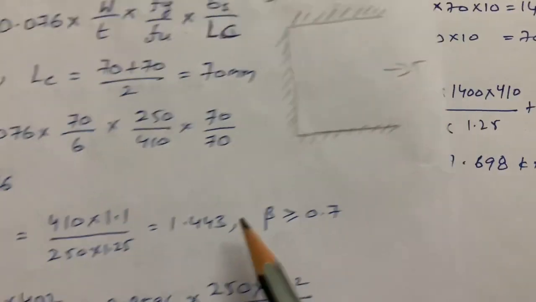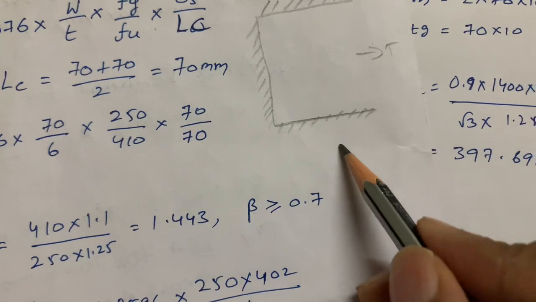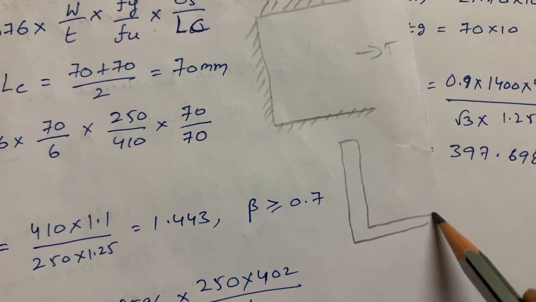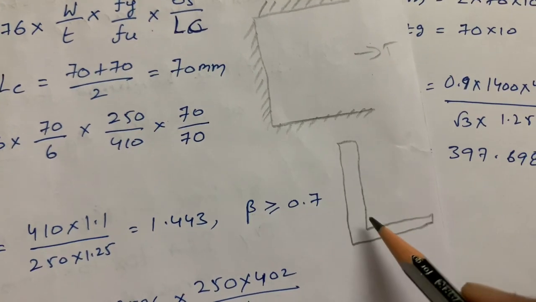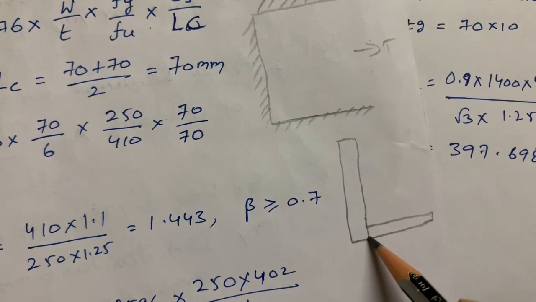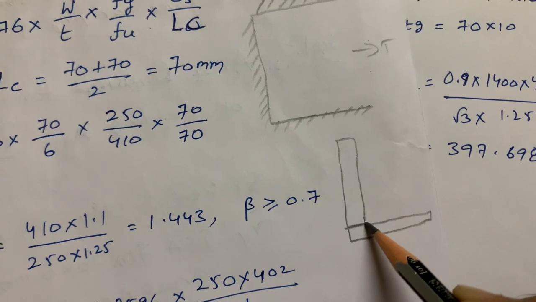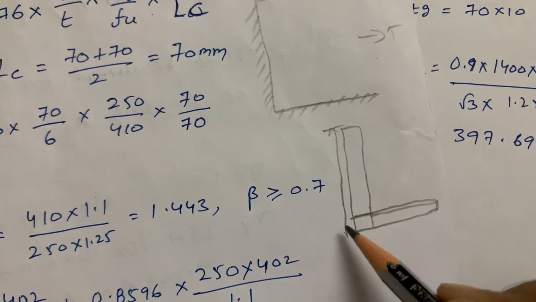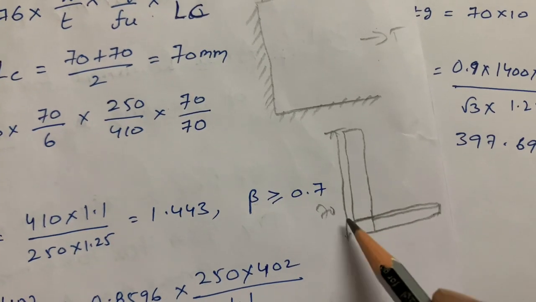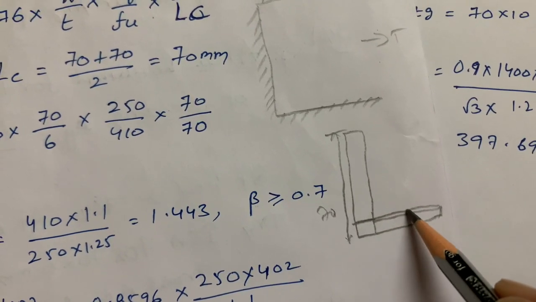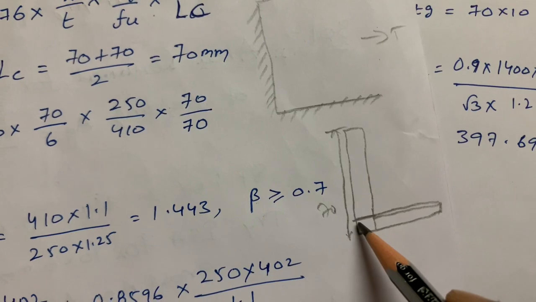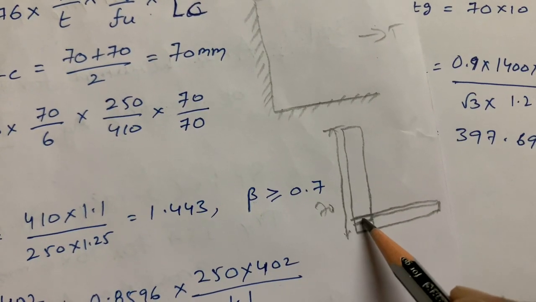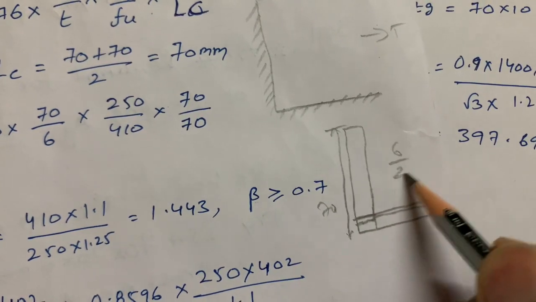I will draw it here. If this is our angle section, 70 by 70, the angle extends up to here and this one up to here. So the total is 70, but within this 70, this portion of the angle thickness is also included. That's why we consider only up to here, which means half of the thickness, that is 6 by 2.